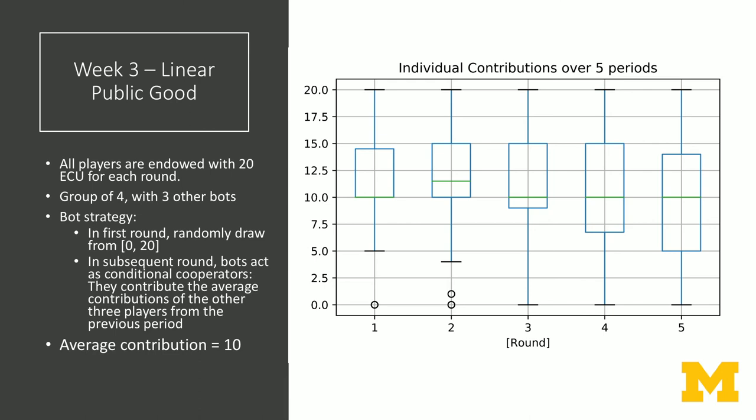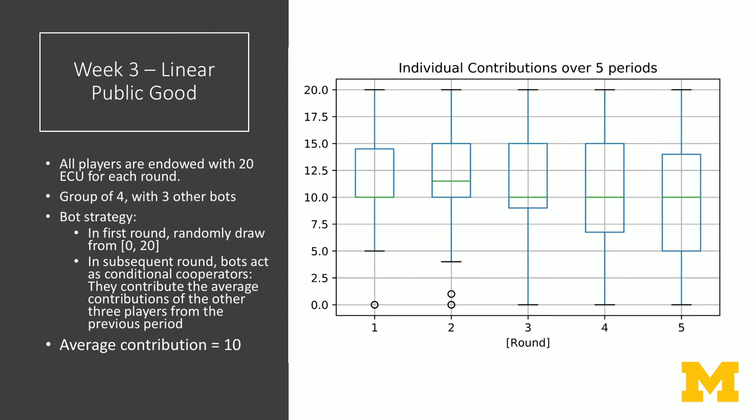This is the data from the previous cohort of students. In the actual experiment, you are endowed with $20 or 20 ECU for each round. You are in a group of four. In other words, n equals four, but the three other players are actually bots. That gives people flexibility to log into MobLab and to play the game whenever it's convenient for them. So what is the bot strategy? In the first round, the bot randomly draws an amount between 0 and 20 and donates that amount. So on average, the bots donate 10 each, but it's a random draw from a uniform distribution.